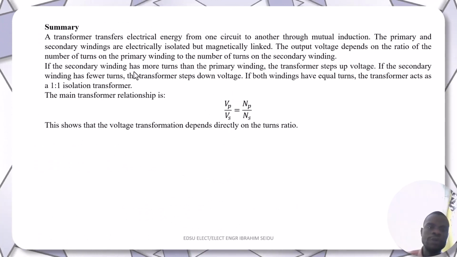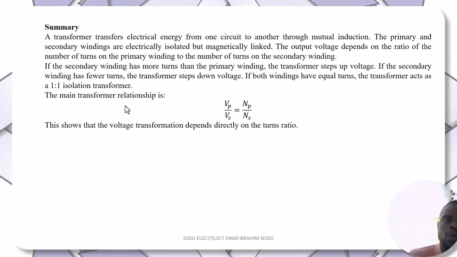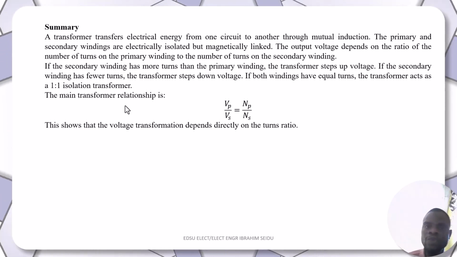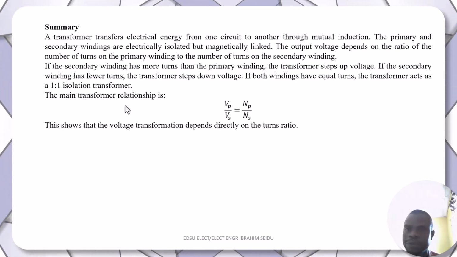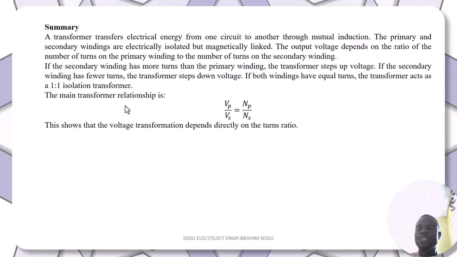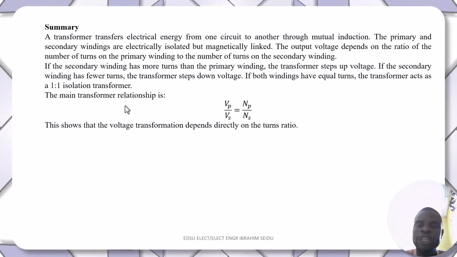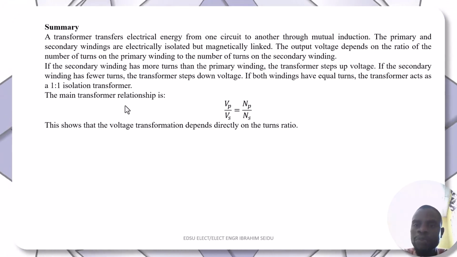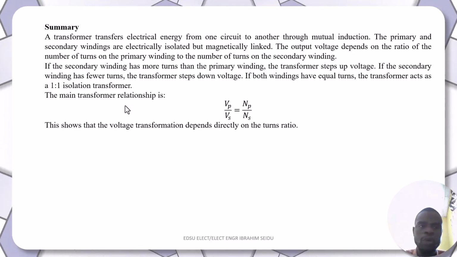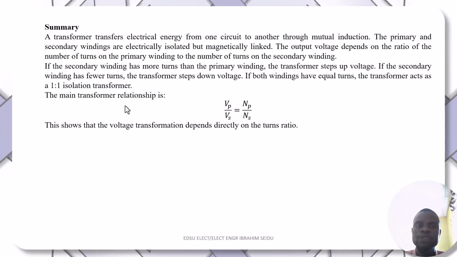So in summary, a transformer transfers electrical energy from one circuit to another through mutual induction. The primary and secondary windings are electrically isolated, they are not connected, but they are magnetically coupled or linked together. The output voltage depends on the ratio of the number of turns on the primary winding to the number of turns on the secondary winding.